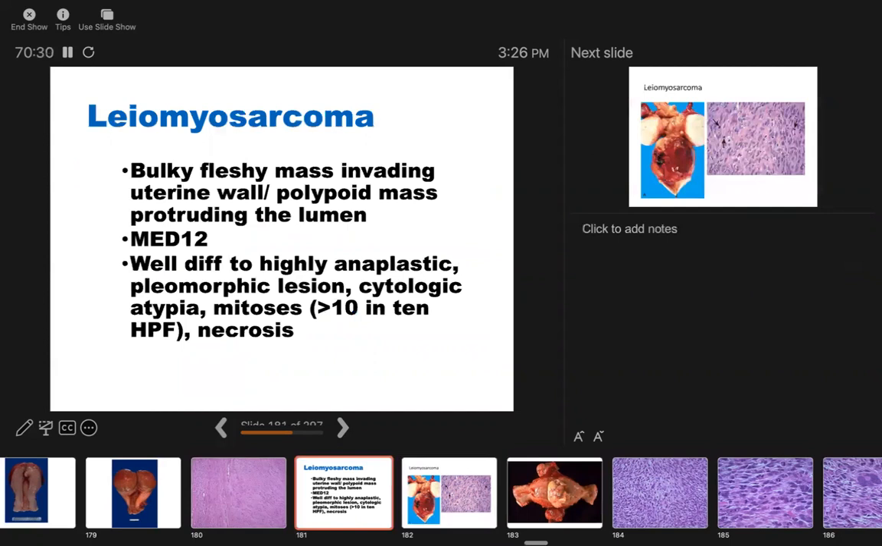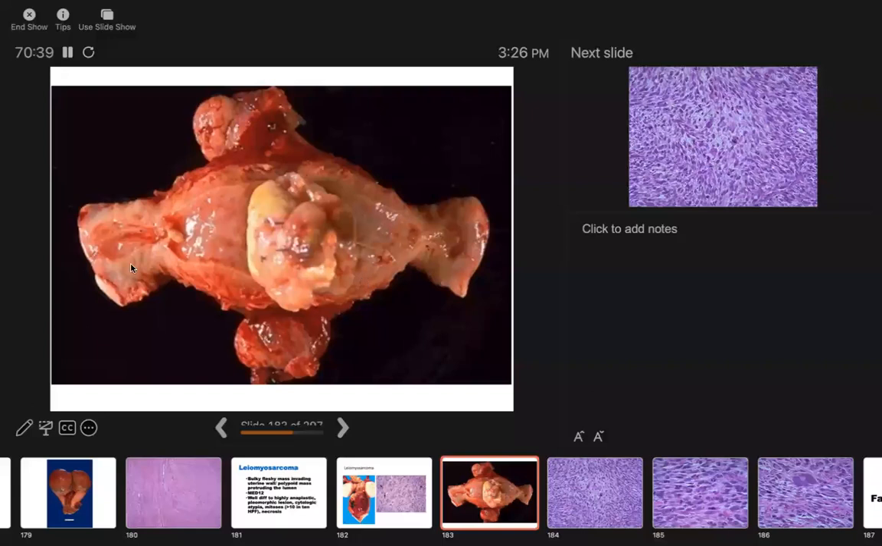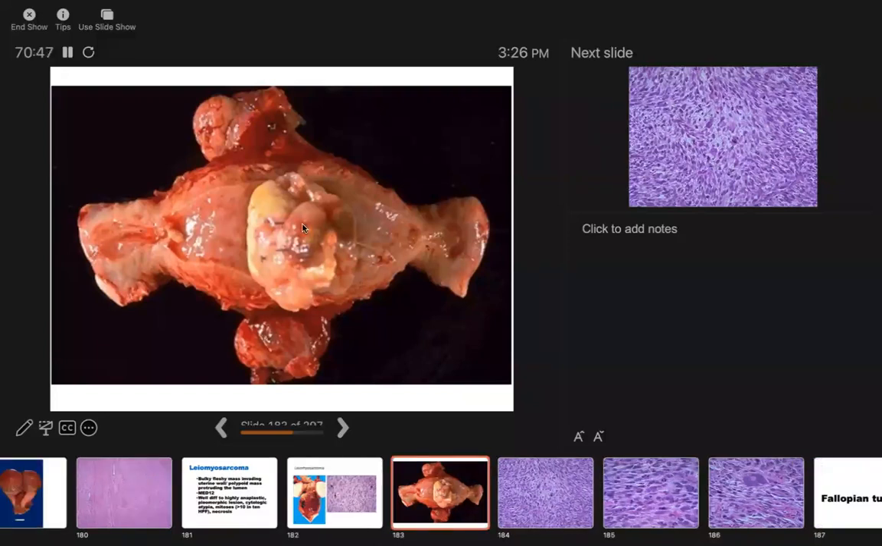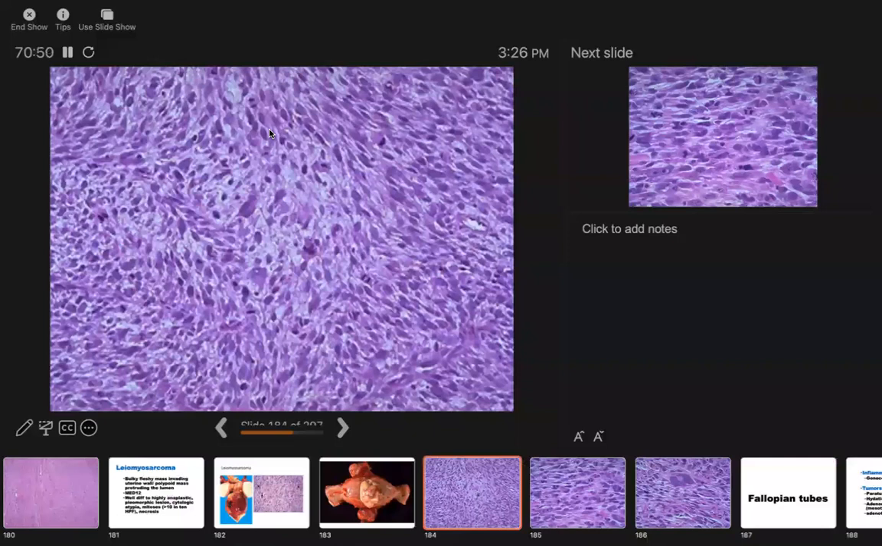This is a better slide. That's a polypoid mass. So again, using mitotic figures, we count mitotic figures. 1, 2, 3, 4, 5, 6, 7, 8, 9, 10, 11, 12. So in this field, I already have 12. That's the cutoff per high power field.